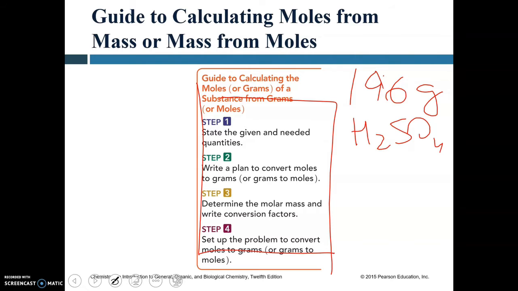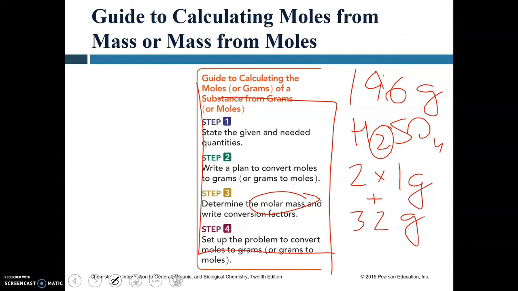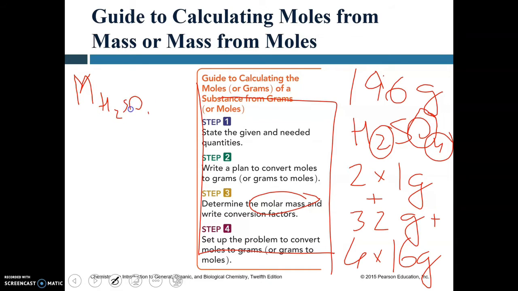So first you need to calculate the molar mass. The molar mass of sulfuric acid will be 2 multiplied by the molar mass of hydrogen plus the molar mass of sulfur plus 4 multiplied by 16, which is the molar mass of oxygen multiplied by 4. So at the end of the day, the molar mass of sulfuric acid will be 98 grams.